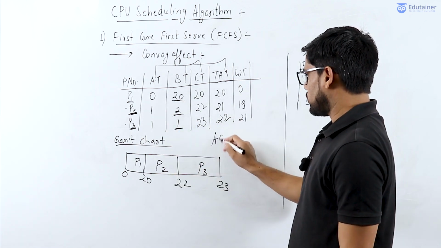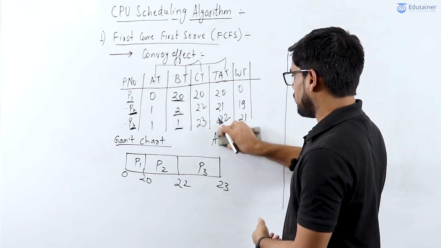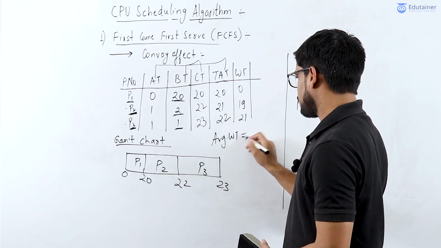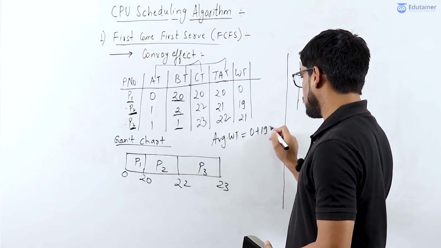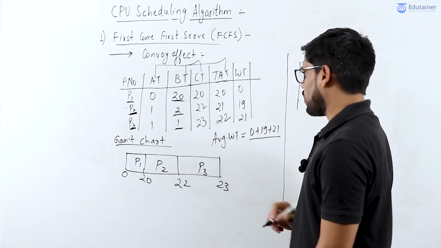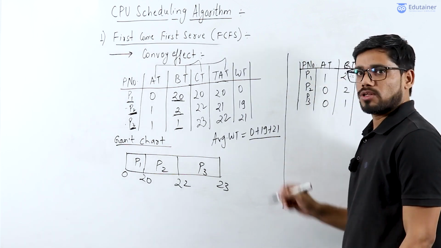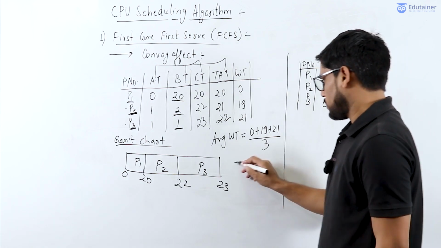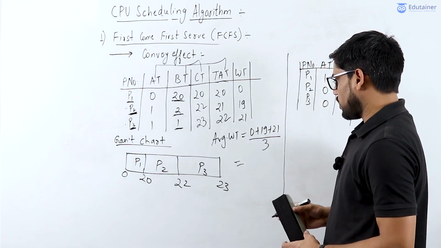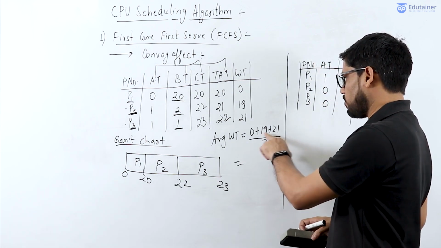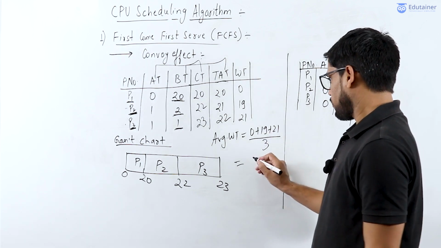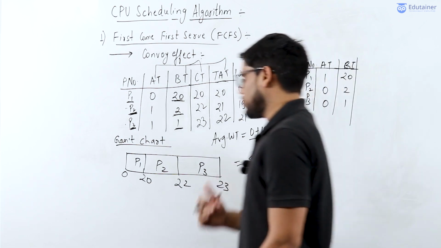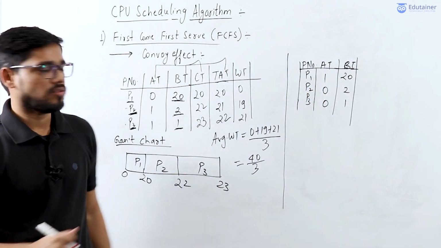Let's add these waiting times and find the average waiting time. The average waiting time is 0 plus 19 plus 21 divided by the number of processes. There are a total of 3 processes, so we have to divide by 3. What is the average waiting time? 21 plus 19 is 40, so 40 divided by 3. Here the average waiting time comes to 40 by 3.